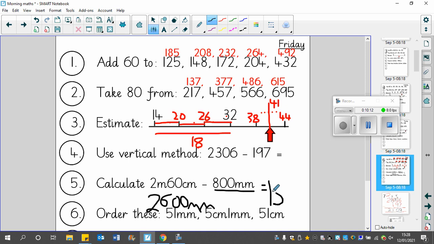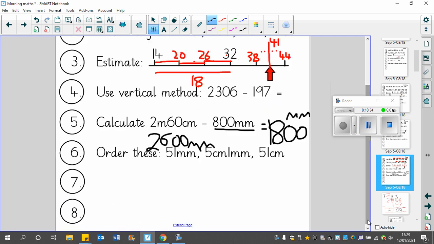1,800. Put a 0 there and put a 0 there. And that is, of course, millimeters. And how many centimeters is that? 1,800 millimeters. How many centimeters? 180.